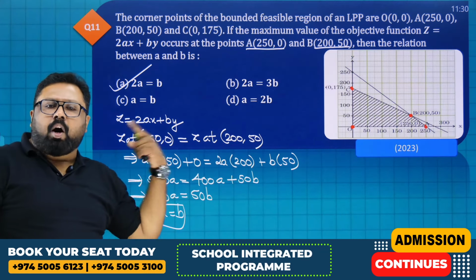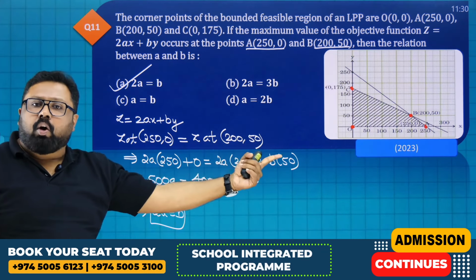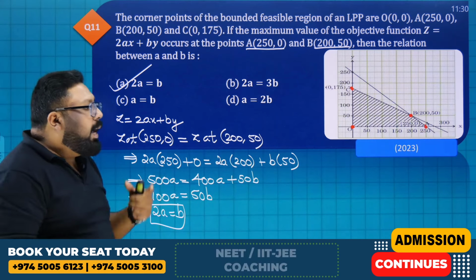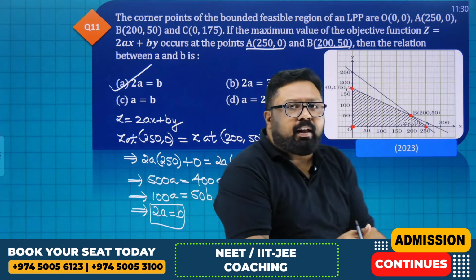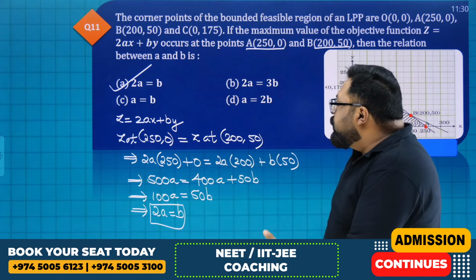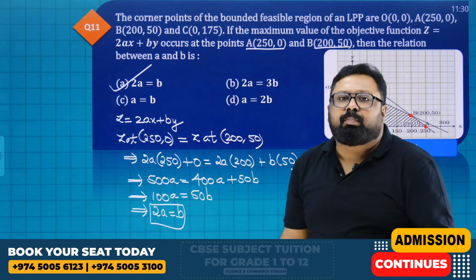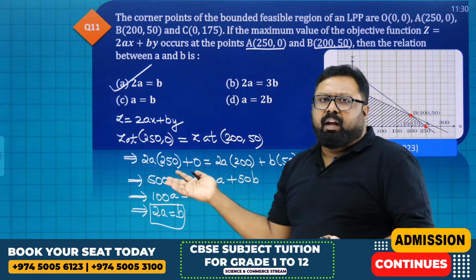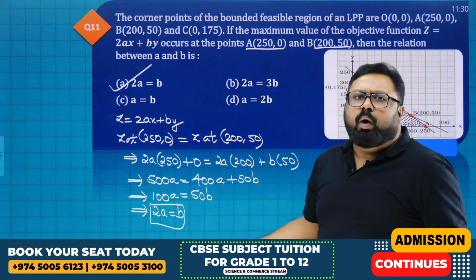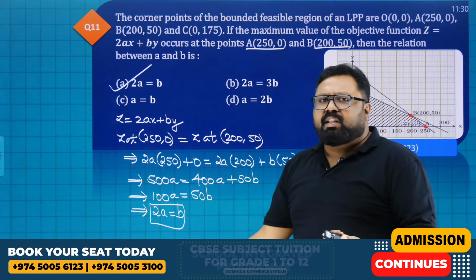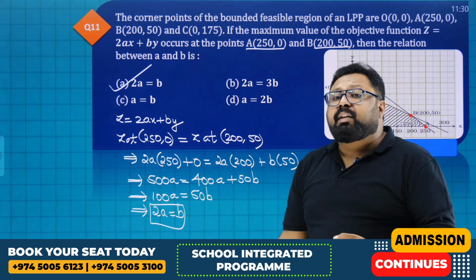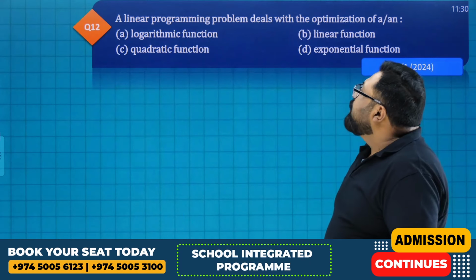The same question can be modified to a 5-mark or a case study based question where 2 points give me the same value for Z. You use the 2 points to get the relationship between the 2 values A and B. It may be A and B, P and Q, whatever it is. It's a very, very famous question. 2 corner points giving you the same value. Okay? Next question, my dears.